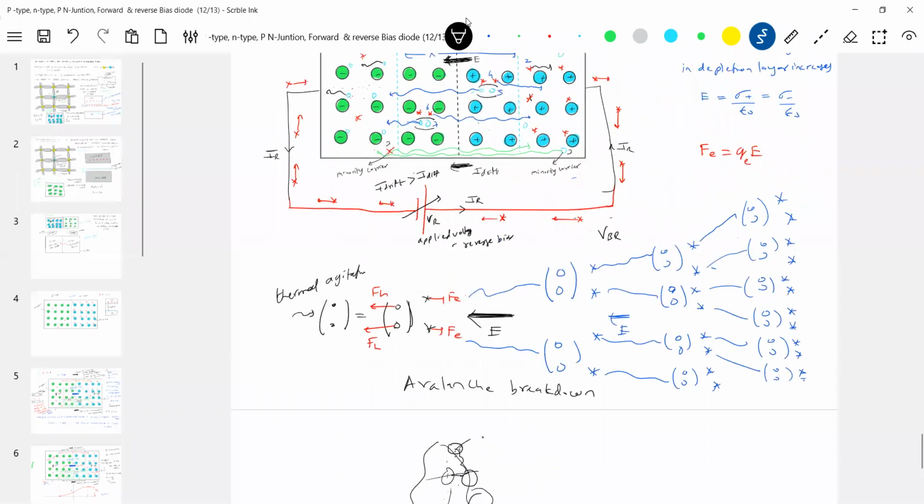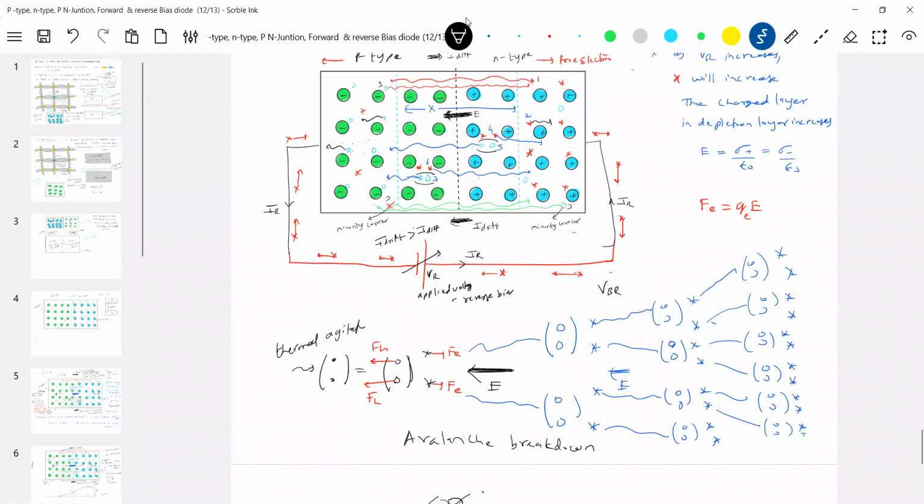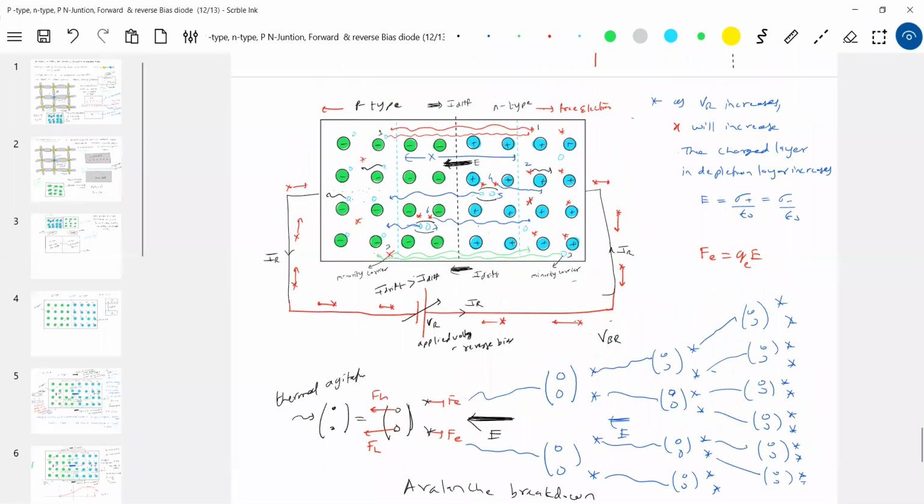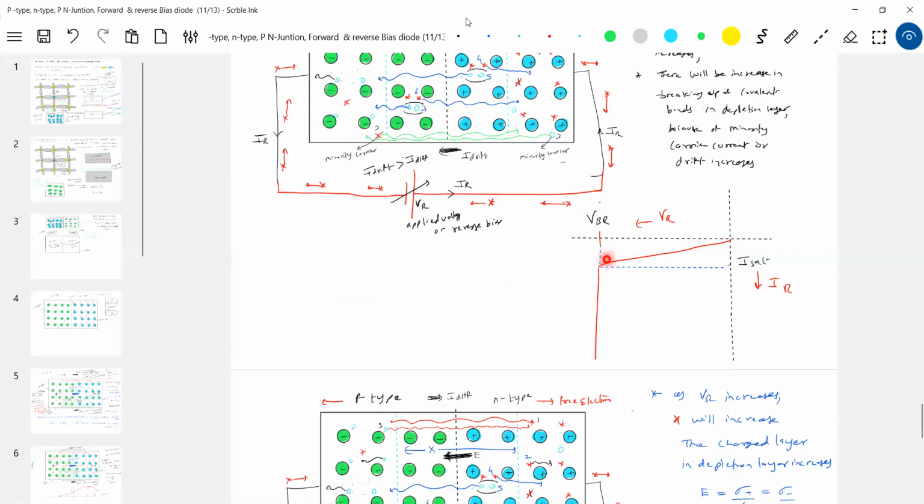The same thing is happening here. One electron will liberate millions of electrons. Suddenly a large number of minority carriers will flow. Any electron that flows will be pulled like this, no? And a reverse current, a large current, will flow. That's why the graph looks like this. Are you getting the idea? So shall I say breakdown occurred?